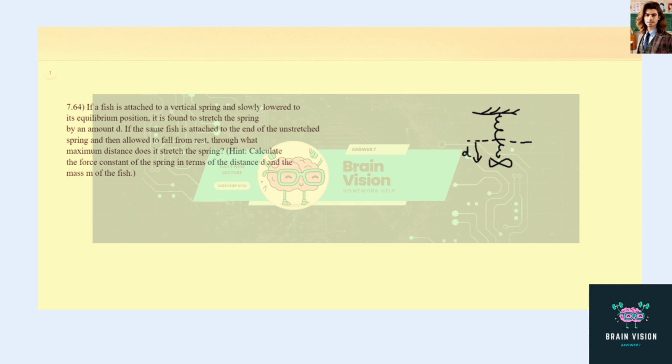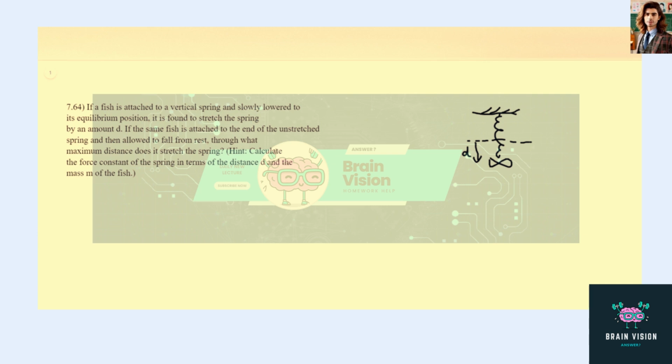We have a fish that is attached to a vertical spring and is slowly lowered to equilibrium position. So the spring initially was just this length here, but then a fish is attached to it and it stretches the spring a distance d. Then, if this fish is attached to the end of the unstretched spring and allowed to fall from rest, what maximum distance will it stretch?